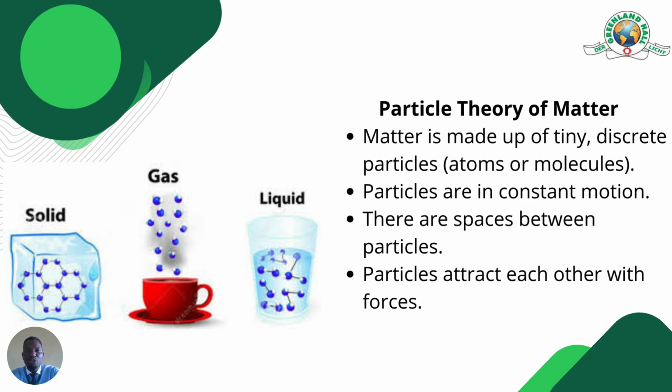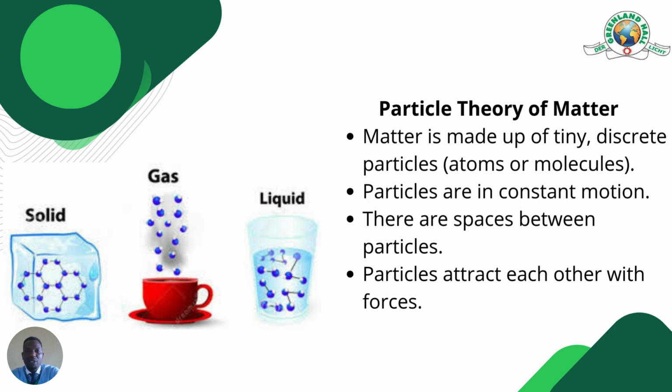Now, the particle theory of matter. What are the theories that guide the existence of matter? The first one is saying that matter is made up of tiny discrete particles that we call atoms or molecules. The second one is that particles are always in constant motion. That is, whatever state they are in, the particles of that matter are always in constant motion. They may be in a fixed position, but they are always vibrating, interacting with each other.